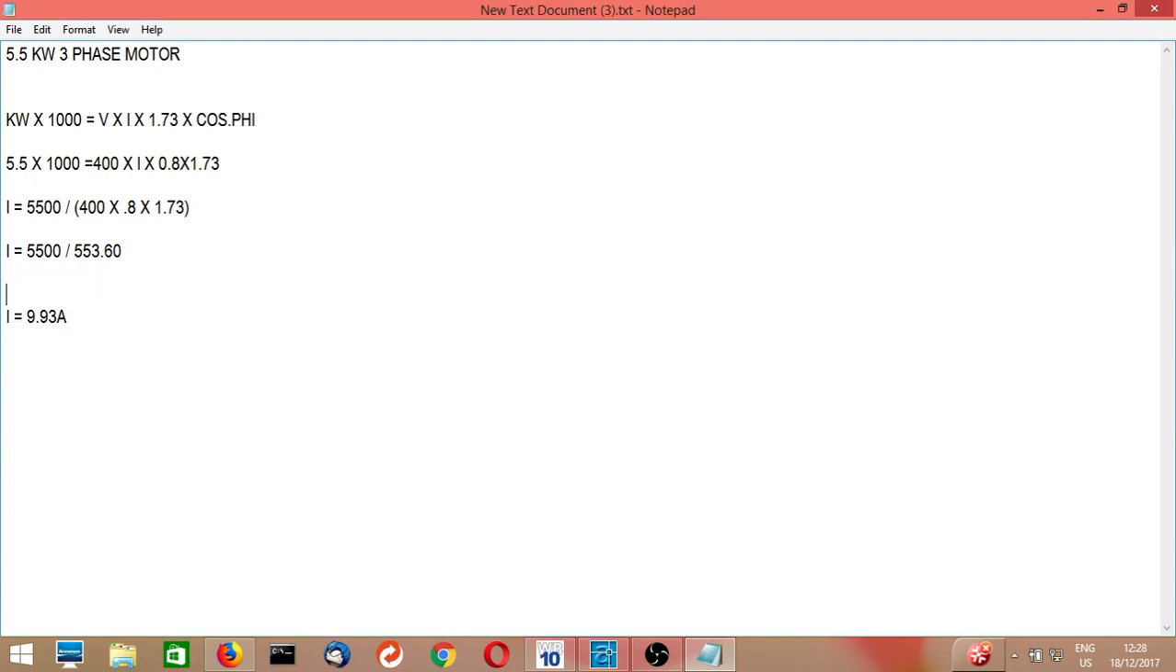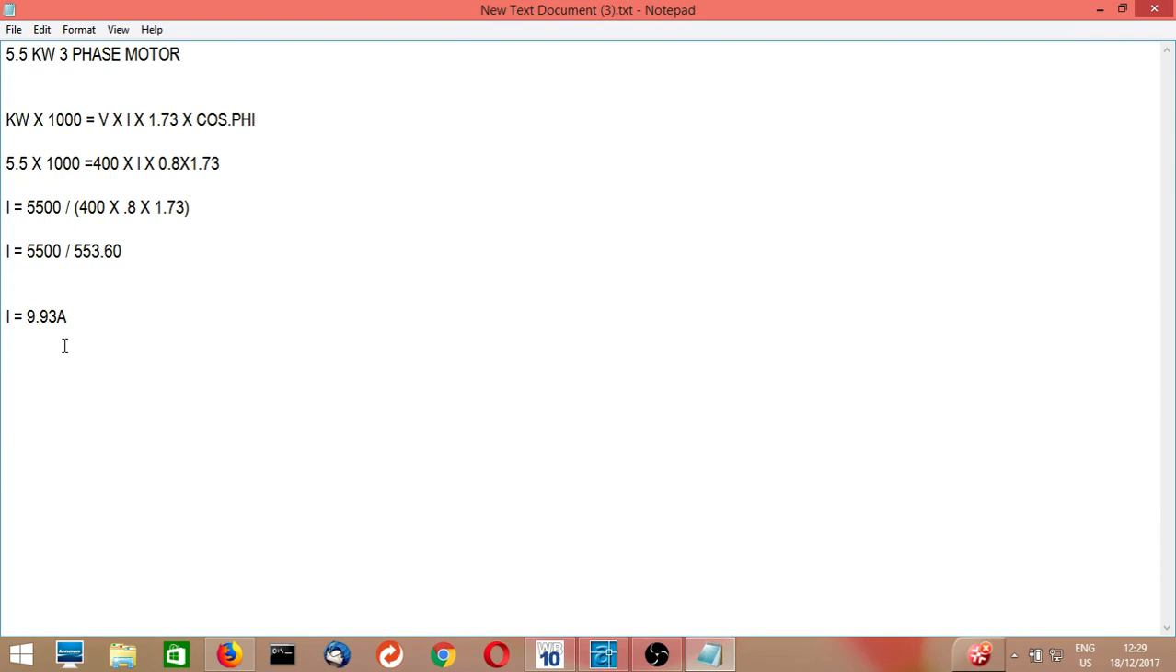So the final I we will get is 9.93 ampere. So the full load current of a 5.5 kilowatt motor is 9.93 ampere. Now we know the current that should be handled by our starter, which is 9.93. So when we design or manufacture the starter, we should mainly consider this, and also consider the voltage, because only with the voltage are we getting this current.